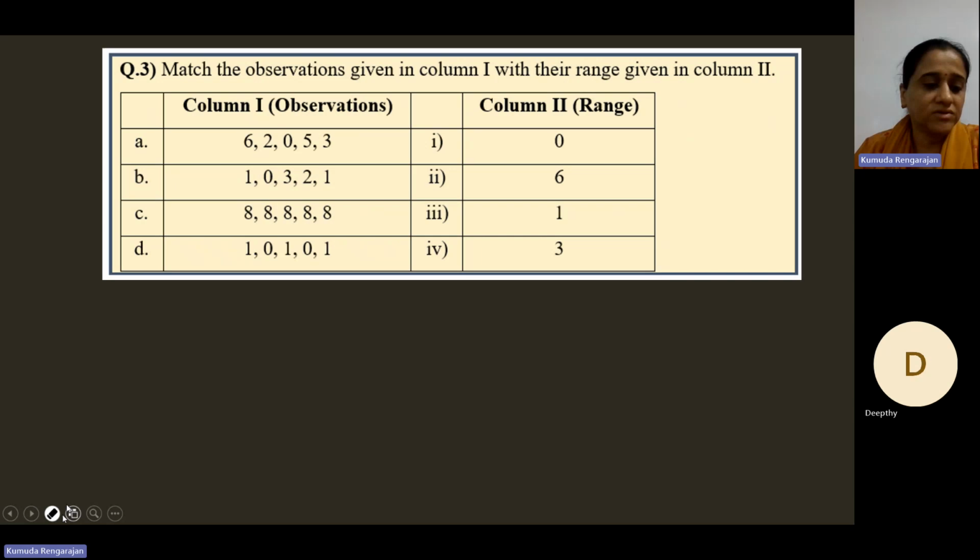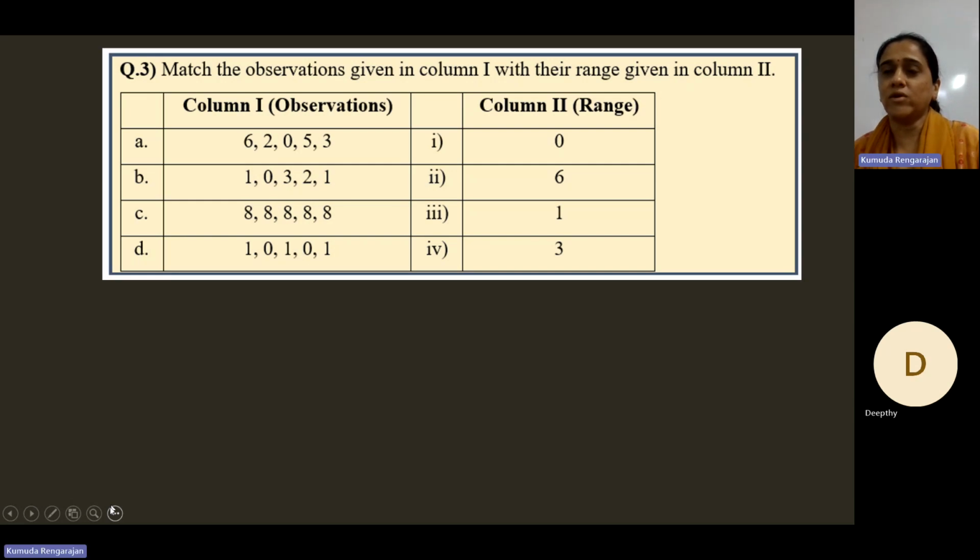See here, in this case, this is the data. Supposing in a class of 50 students, all the students have scored 8 out of 10. You understand that? So what are the values? 8, 8, 8, 8, 8, 8, 50 times. So what's the highest value? 8. What's the lowest value? 8. What's the range? 8 minus 8, 0. So it is possible to have range as 0.